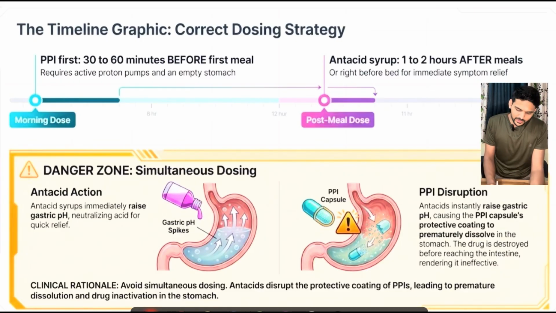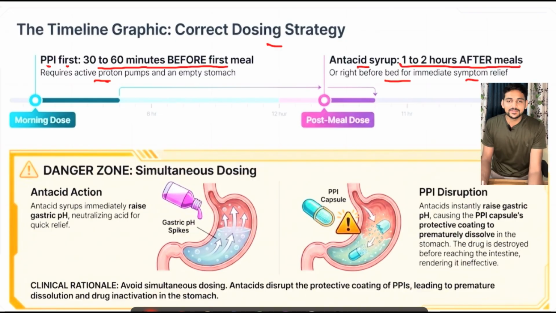Next, we can focus upon the correct dosing strategy. Here, mainly we have to know about the interaction of proton pump inhibitors and the commonest used antacid syrups. So remember, always first we have to advise the individual to take PPIs 30 to 60 minutes before meal, because as mentioned, it requires active proton pumps and an empty stomach for their action. Whereas antacid syrup should be advised 1 to 2 hours after meals or right before bedtime for immediate symptom relief.